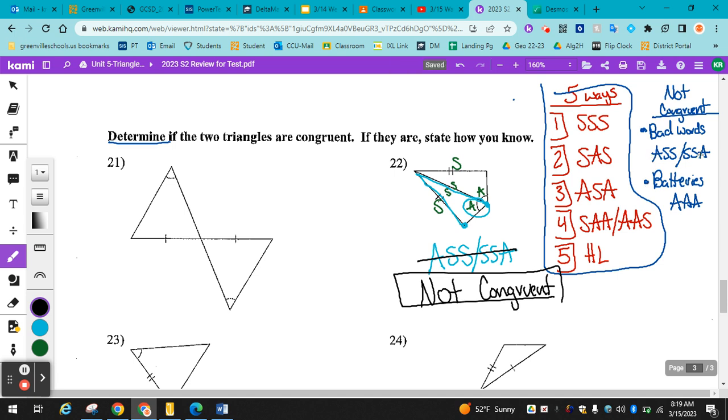If you get the bad word or the bad word spelled backwards, make sure you don't have a 90-degree angle because it could be hypotenuse leg. So just be careful there.